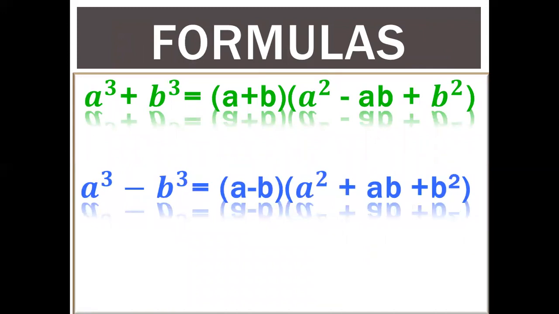The last question of this exercise is question number 6, and again the formula you know, a cube plus b cube and a cube minus b cube. This is a review of your previous knowledge. A plus b into a square minus ab plus b square, a minus b into a square plus ab plus b square.